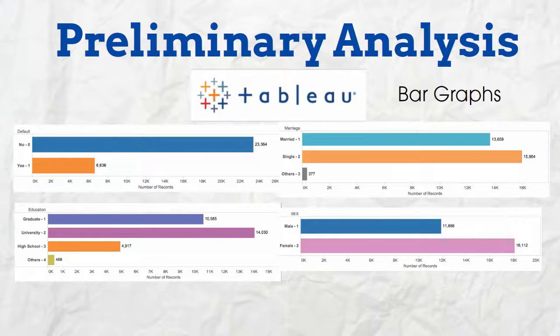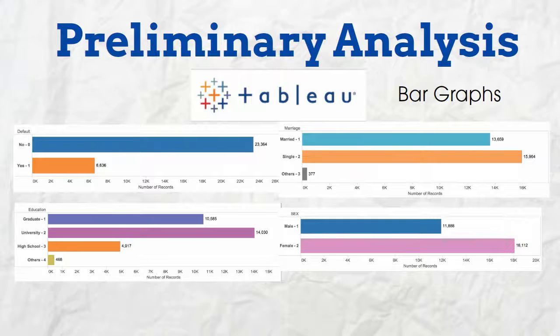I also used Tableau to produce bar graphs for the categorical variables. The default rate in the CCD data is about 22%. In terms of marriage, more individuals are single, but there's still plenty of married people.